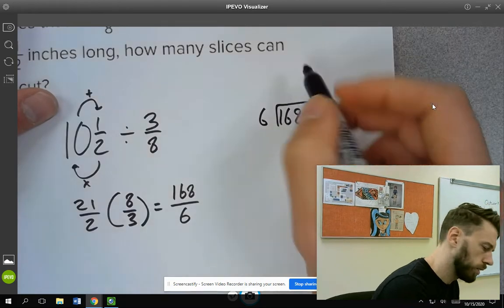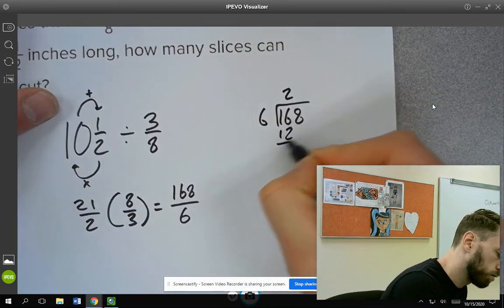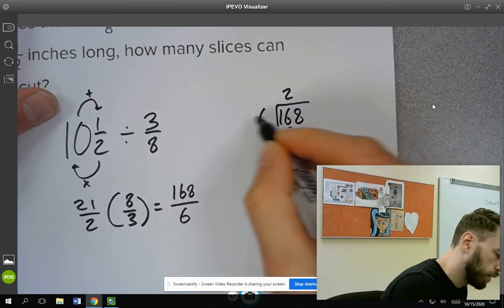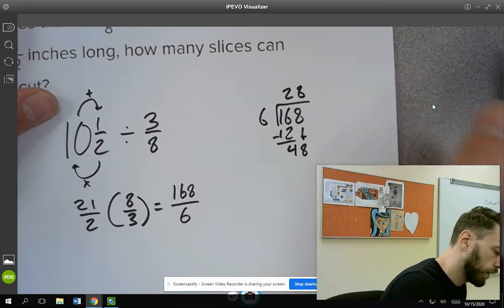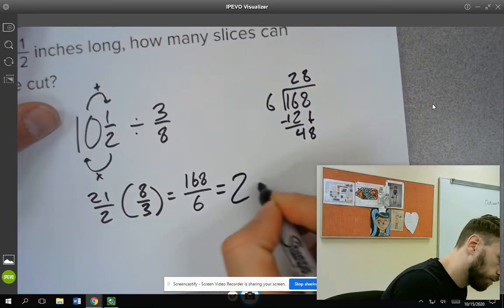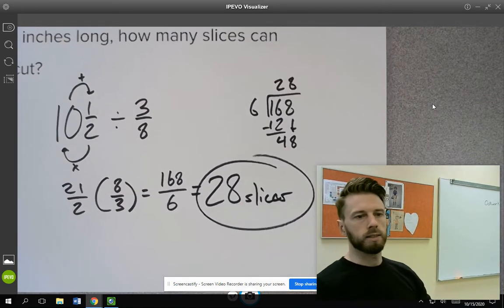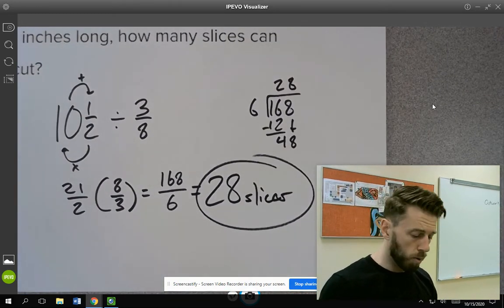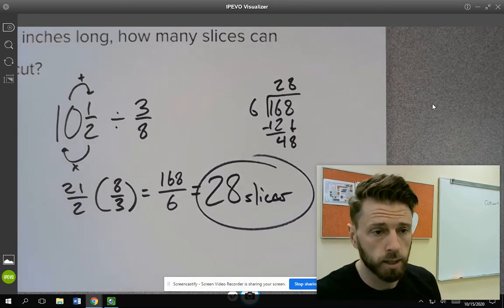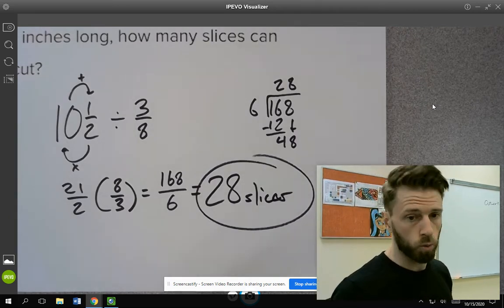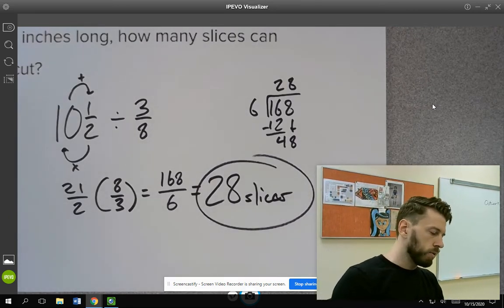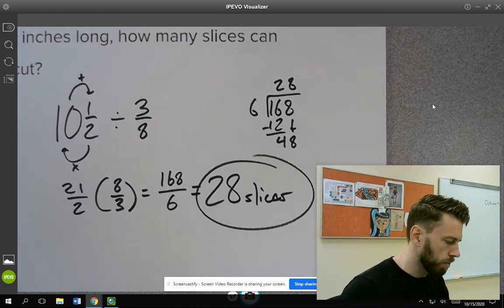And let's see, 6 goes into 16. And 6 goes into 48 8 times. Our answer here: 28 slices. And here's all my work. Most important part is determining this was a division problem. Next most important part, what order you divide in. If you didn't do this in the correct order, then you might have got a really weird answer.